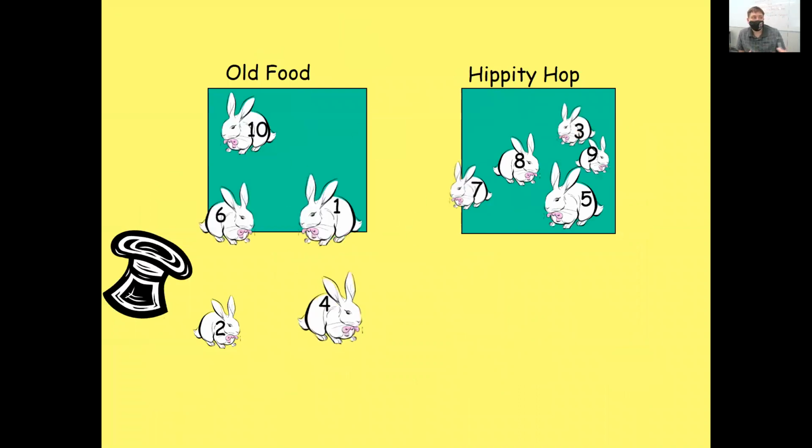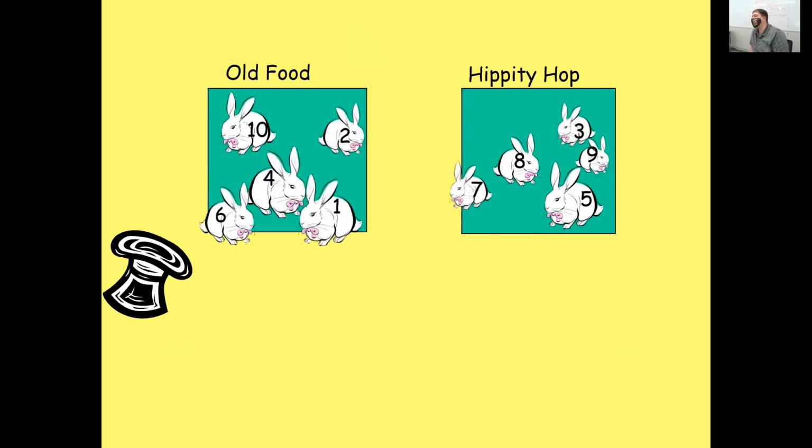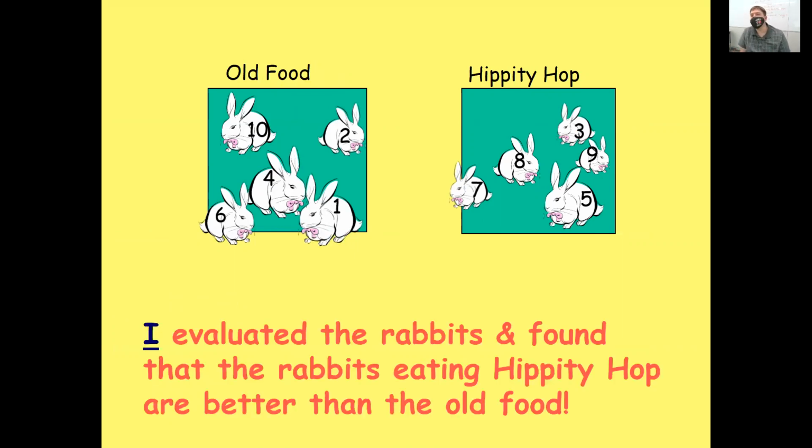But now do we notice a little bit more variety in our selection of the rabbits? The answer is yes. So now we can sit there and say, all right, I evaluated the rabbits and found that the rabbits eating the hippity hop are better than the old food. Am I doing a little bit better at this experiment? Yes, now we're going in the right direction. Are there things that we can still do better? For sure. But this is at the base, at the very bottom of what we would need to do.